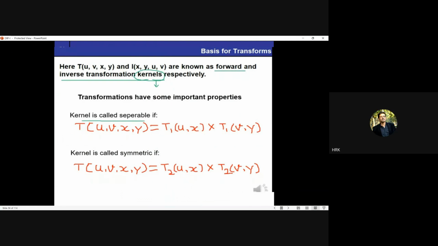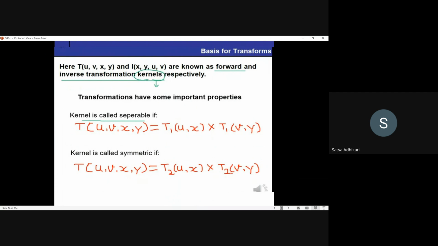Sir, but in the second line, in symmetric, it is also the same. In symmetric, this is the same line as in separable. No, there are two other functions, T1 and T2. Yeah, the functions are different. The one with T1 and T2 is the separable function, and the other is known as your symmetric function.